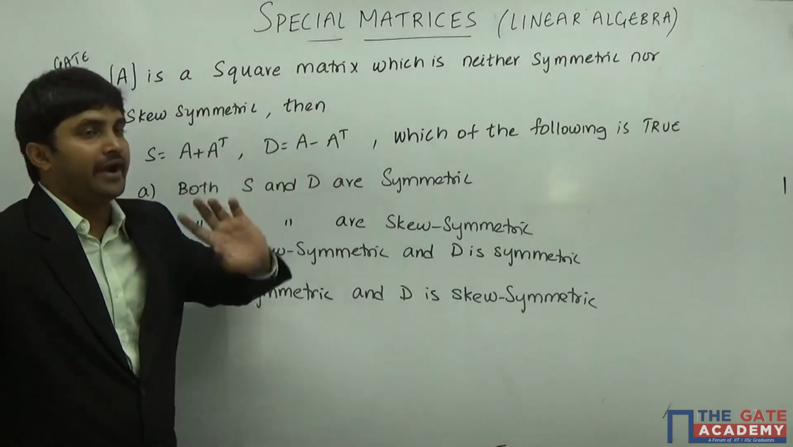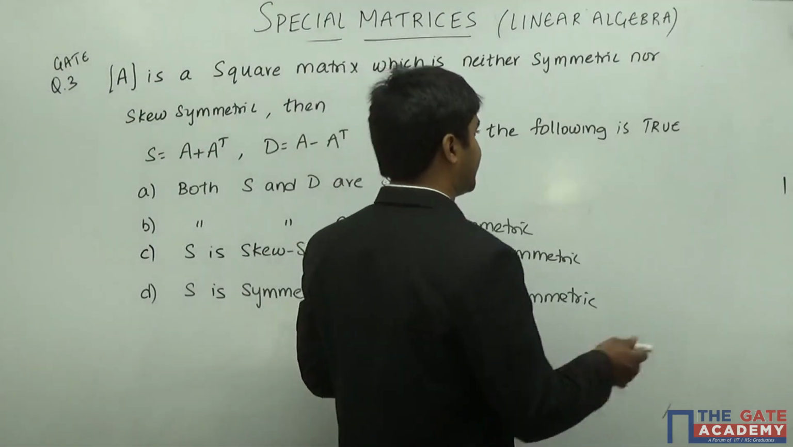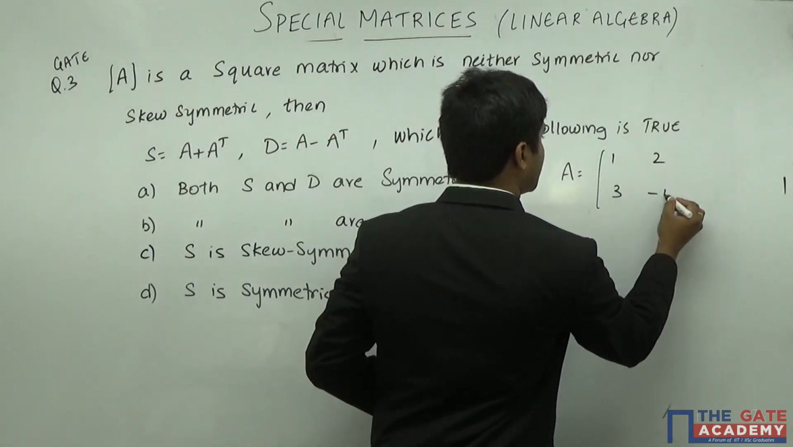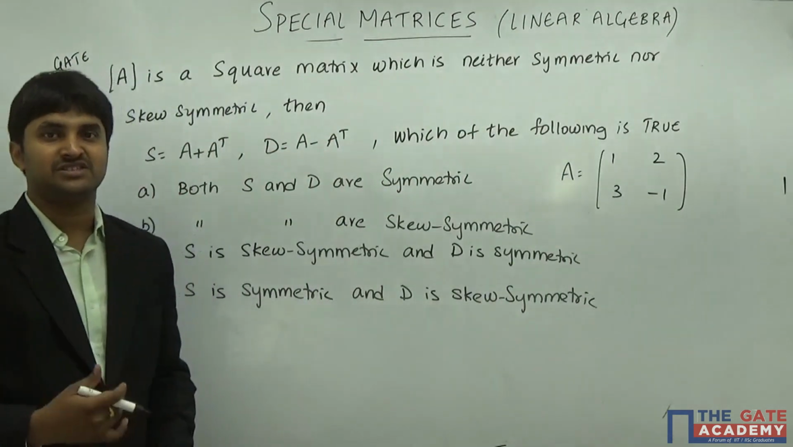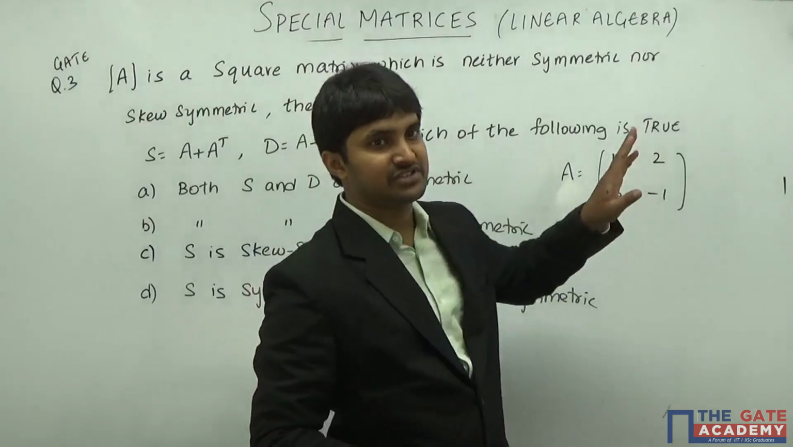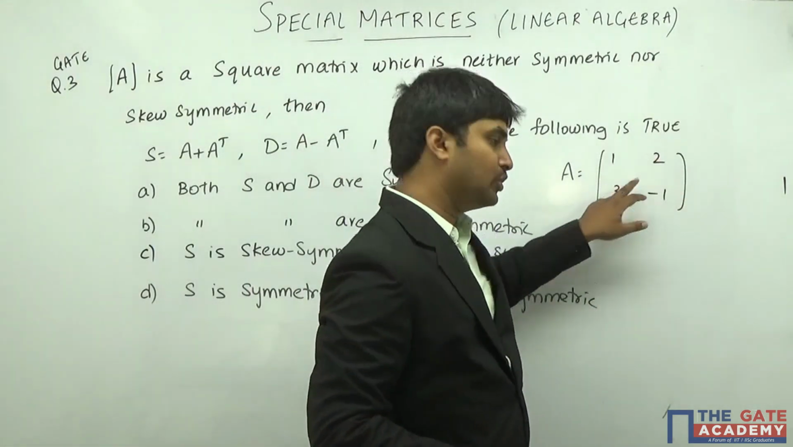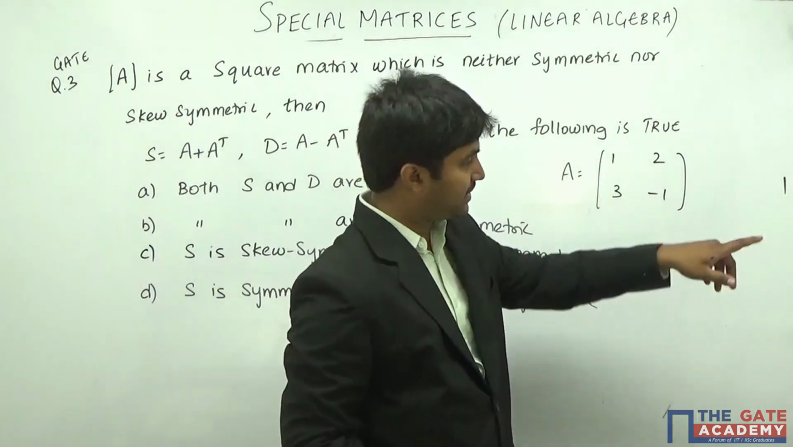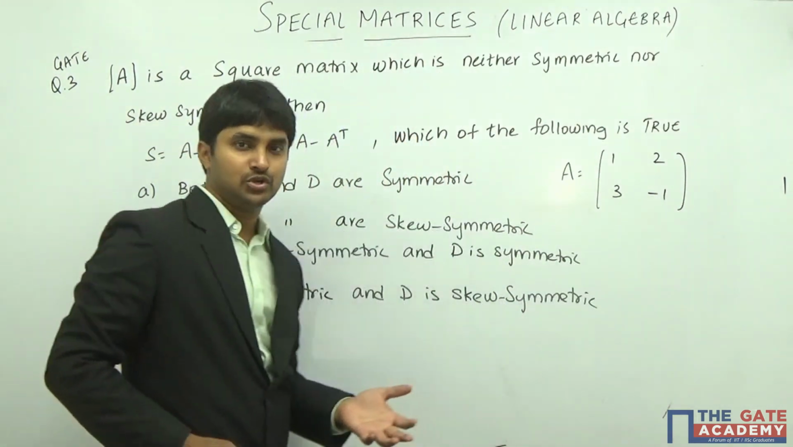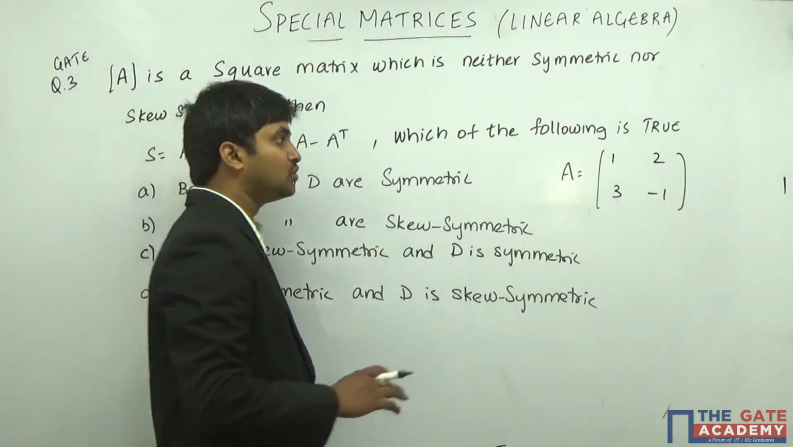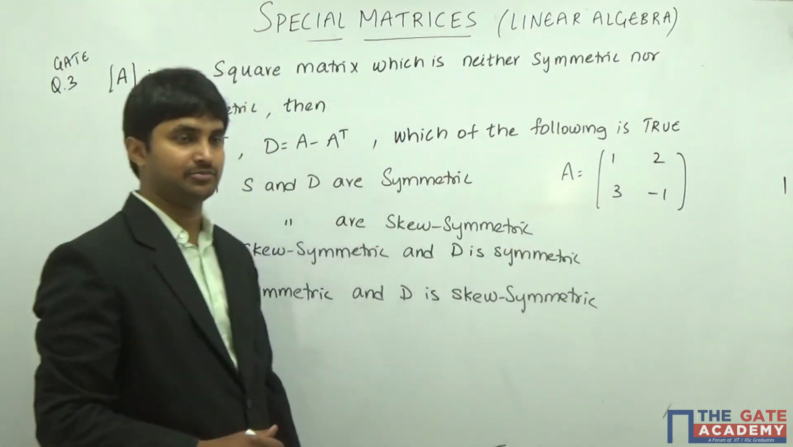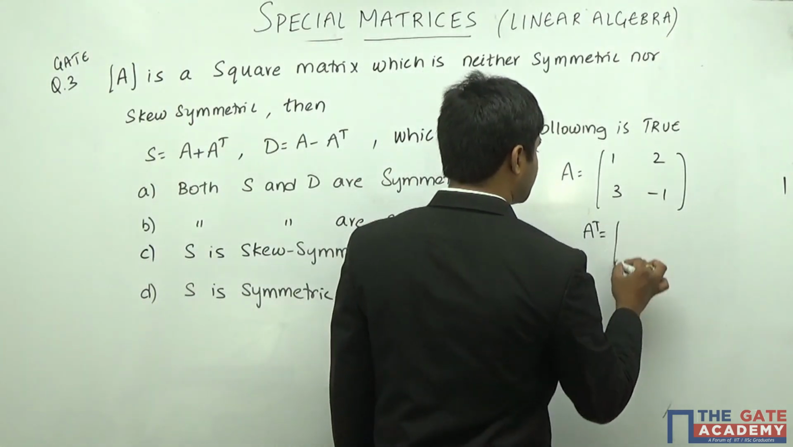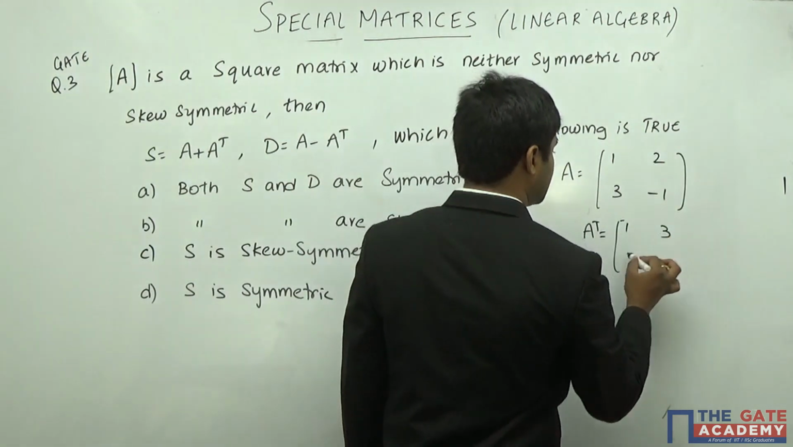So A is a square matrix. Let us consider a single square matrix which is very simple. A is equal to, let me take 1, 2, 3, minus 1, and we know that this is neither symmetric nor skew symmetric. In the case of a symmetric matrix, A12 will be equal to A21, which is not satisfied. It is not skew symmetric either, because in the case of a skew symmetric matrix, the principal diagonal elements are equal to 0. So both are not satisfied. So we can use this non-symmetric matrix A, which is also a square matrix. Now A transpose is nothing but 1, 3, 2, minus 1.